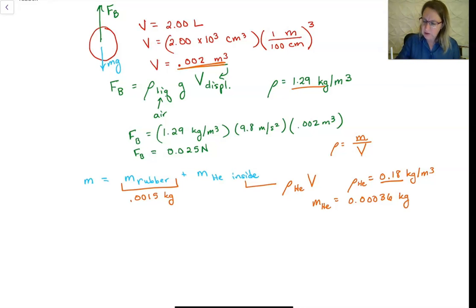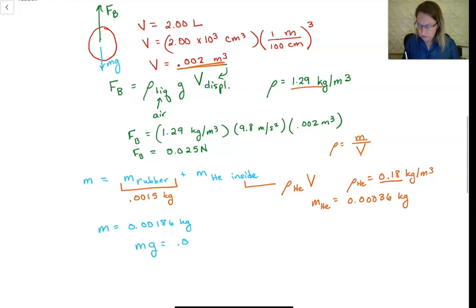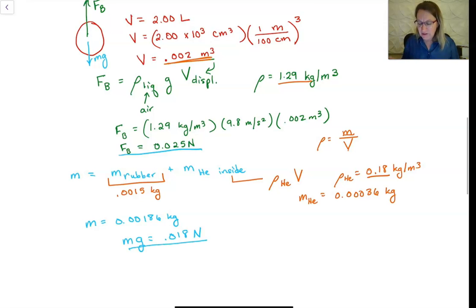So we can add these two together to get our total mass is equal to 0.00186 kilograms. Not a lot of mass. So we can find now mg is equal to 0.018 newtons. And so even though our buoyant force seems really small, notice our mg is even smaller, and so our net force would be up, and that would cause the acceleration. You could actually calculate the acceleration now that you have the mass, right? The net force up is 0.007 newtons.